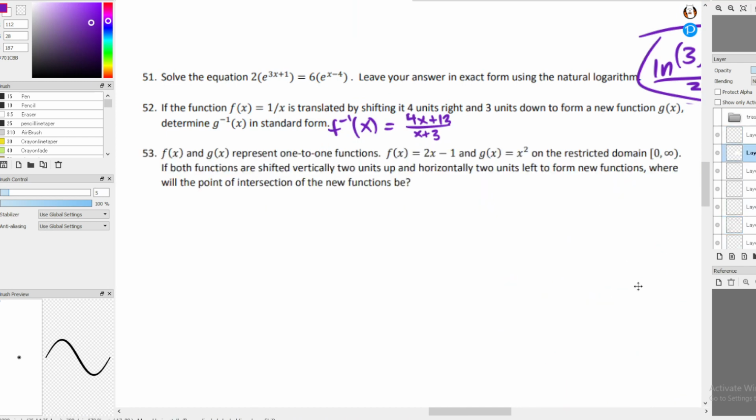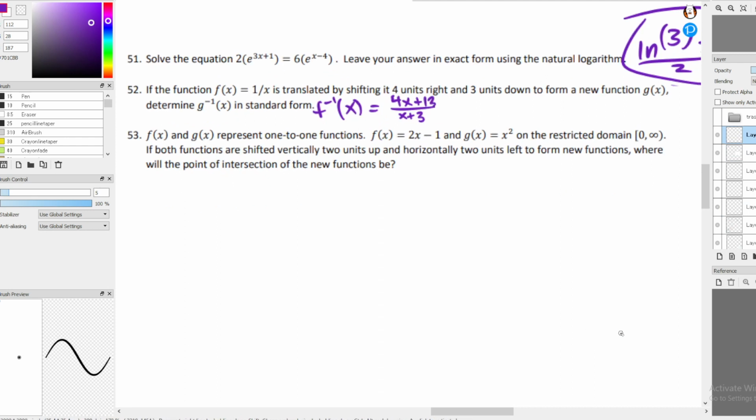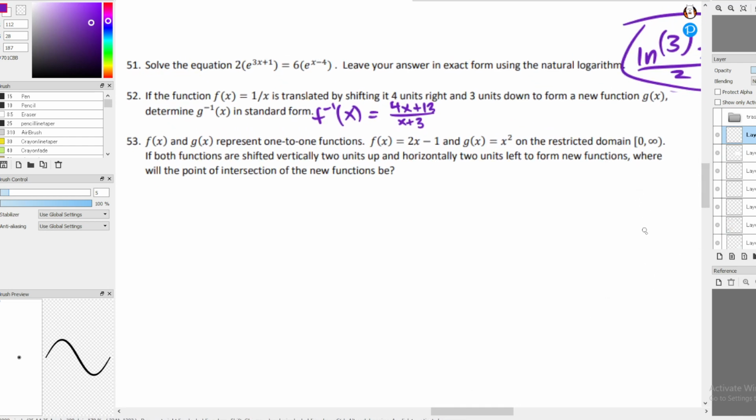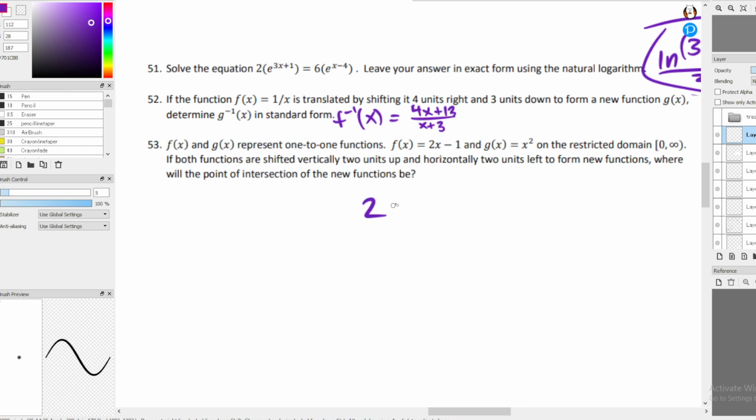For 53, we are saying if f of x and g of x represent one-to-one functions, we have a restricted domain for the second one, and both functions are vertically shifted up 2 units and horizontally left by 2 to form new functions. Where would the point of intersection on the new functions be? I personally would actually prefer to find the intersection point first, and then make the changes to that specific point, though you could make the changes to the functions now.